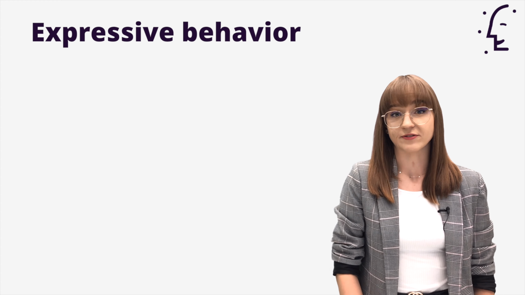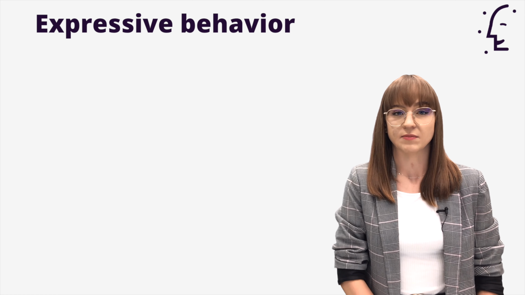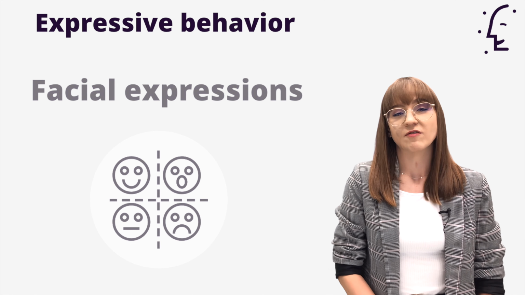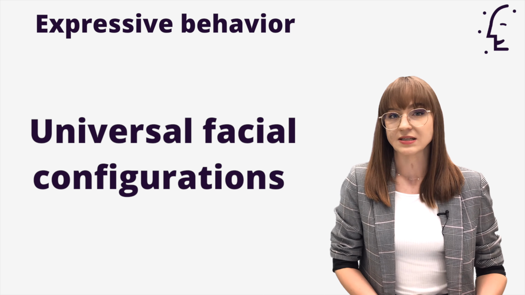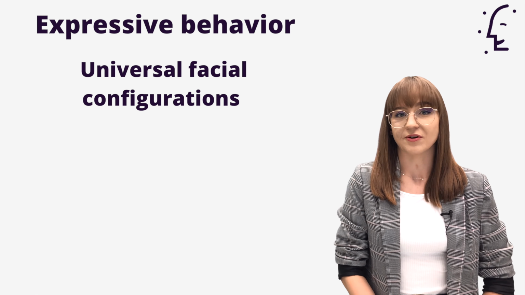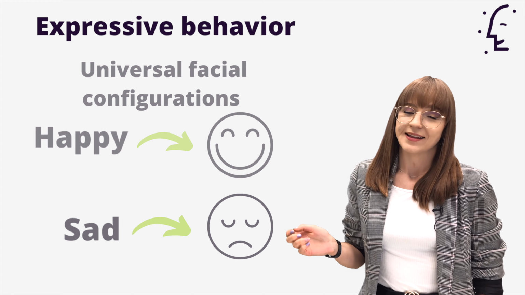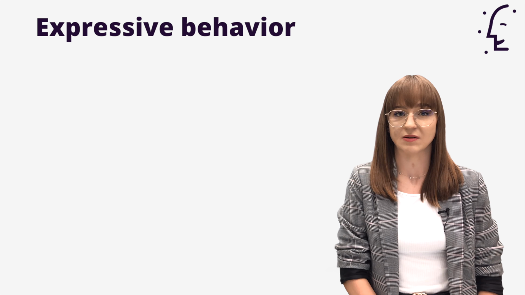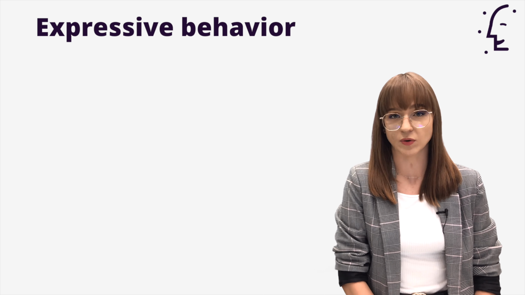Second, there is a group of expressive behavior measures, including facial, bodily, and verbal behaviors. Most studies within emotional behaviors focused on facial expressions. You have probably heard about universal facial configurations connected with experiencing specific emotions. So if you are happy, you do so, and if you are sad, you do so. Now we know that there is a variation in the way that we move facial muscles during the emotion, but still the face is an important channel that we can use to recognize emotions.